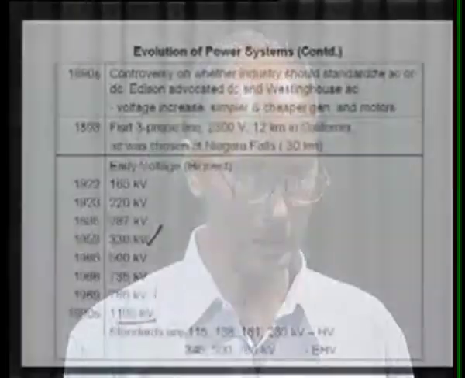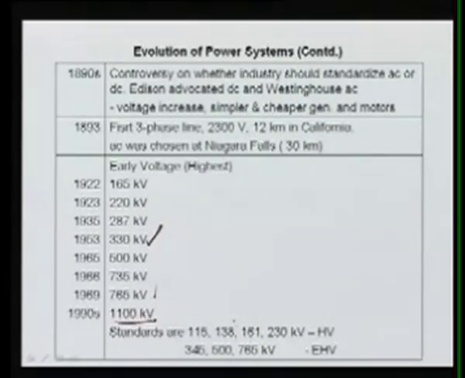The standard voltage level was adopted differently by different countries, and normally the voltage levels 115 kilovolt, 138 kilovolt, 161 kilovolt, and up to 230 kilovolt came into the category of high voltage transmission lines, and more than that, 345, which is very common in the USA and Canada. The 500 and 765 kilovolt transmission lines are known as extra high voltage transmission lines.